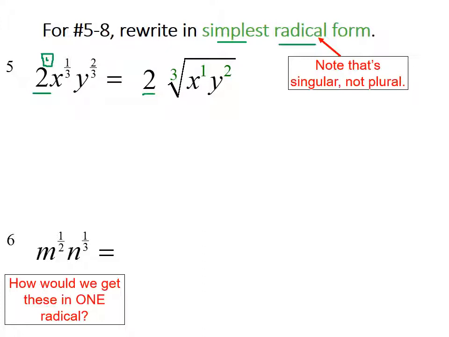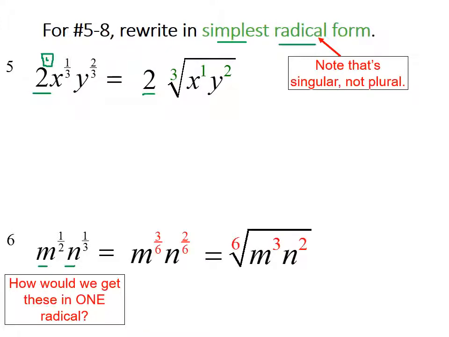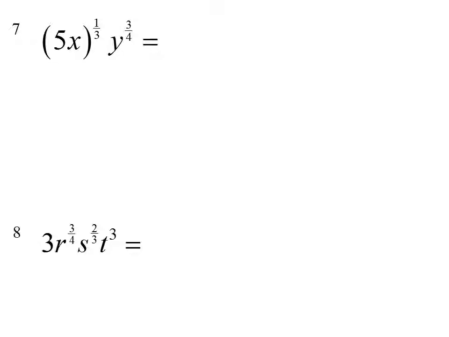Well, let's take a look at our next example. We have different variables and we have different fractions. So what we need to do is find a common denominator. 1/2 is the same as 3 over 6, and 1/3 is the same as 2 over 6. So this gives us the 6th root. Here's the root. And the powers go with the variables on the inside. M to the 3rd power and n squared.